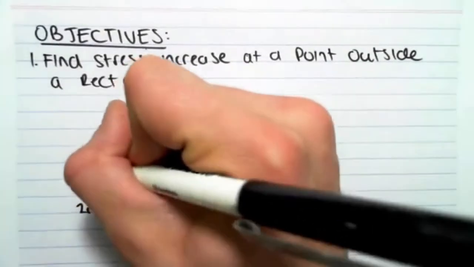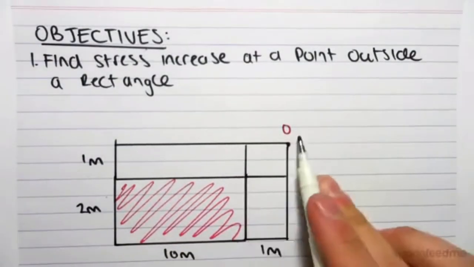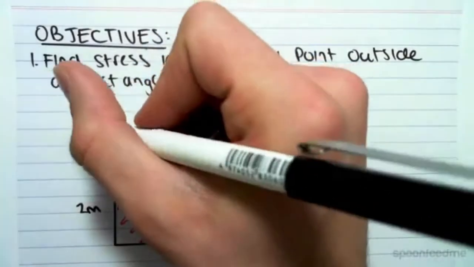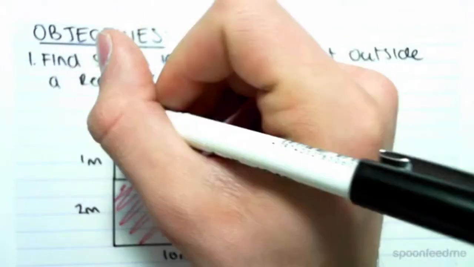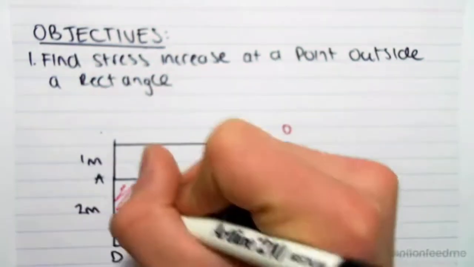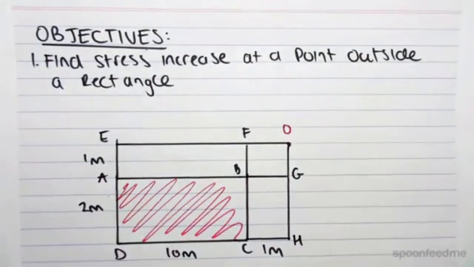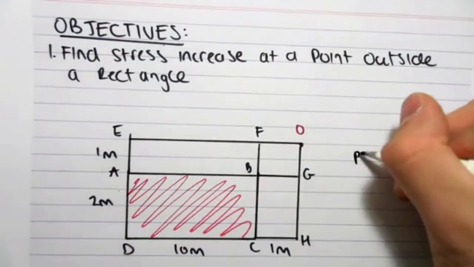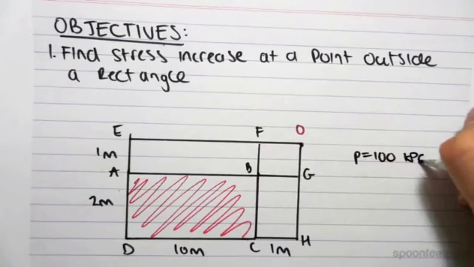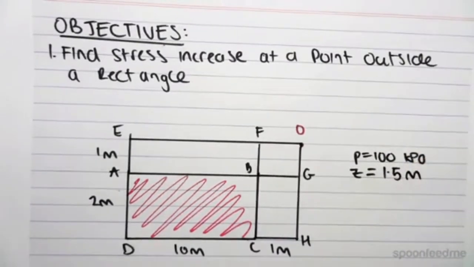So this is, say, 1 meter, and this is, say, 1 meter. So this point is 1 by 1 meter from this corner out. Let's just make up names for this. Let's call these A, B, C, D, E, F, G, H. Let's say also that the pressure was 100 kPa and that the depth we're at is 1.5 meters.